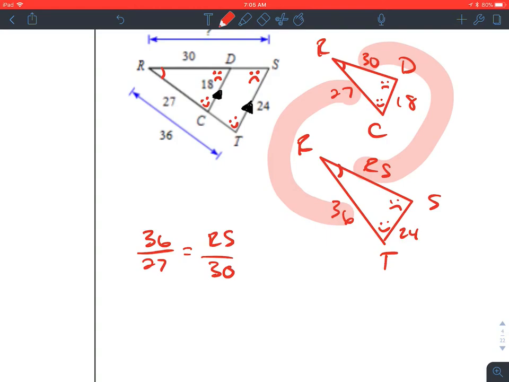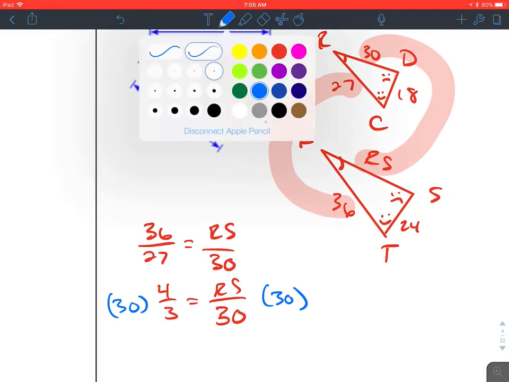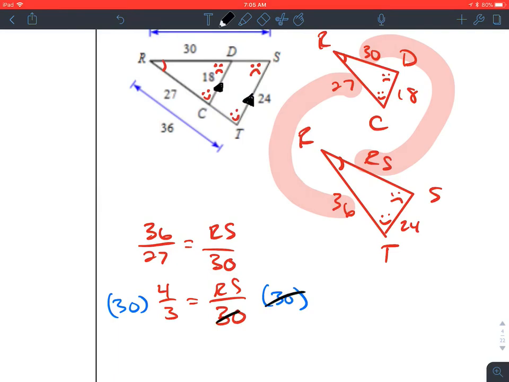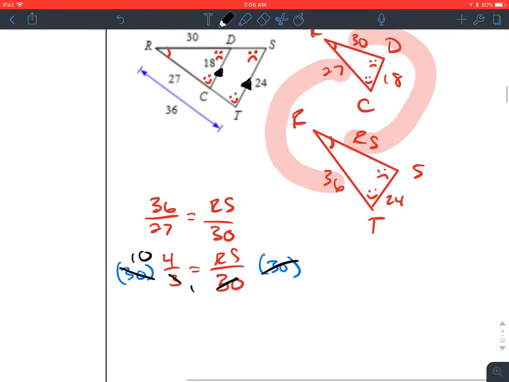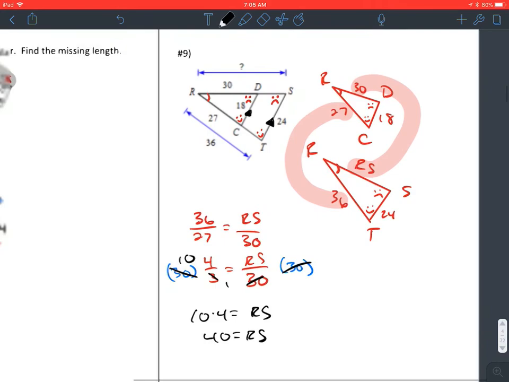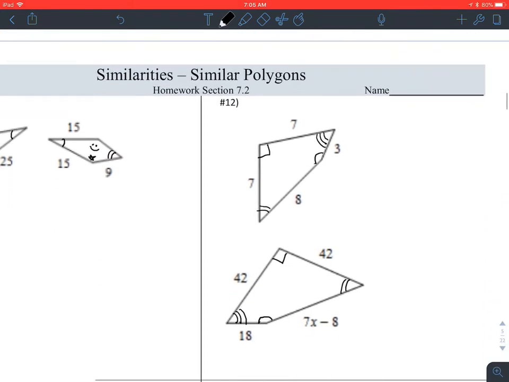I'm going to simplify the right side because I got some big numbers. 36 over 27, I can divide both of those by a 9er and get 4/3. I'm then going to multiply both sides by 30 only. You could also multiply by 3, but I think that you'll find it's pointless. 30 divided by 30 goes 1 time. 3 goes into itself once, goes into 30 10 times. We no longer have any fractions. So now we have 10 times 4 equals RS. Therefore, RS is 40. Moving on.